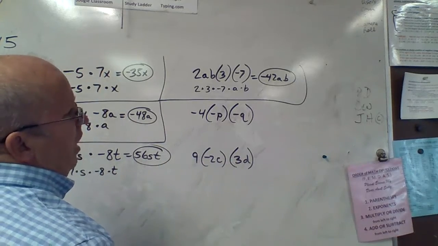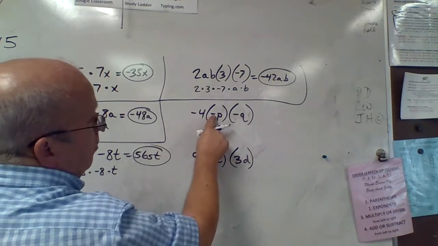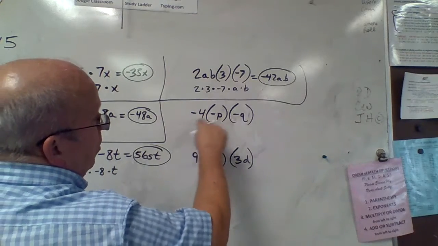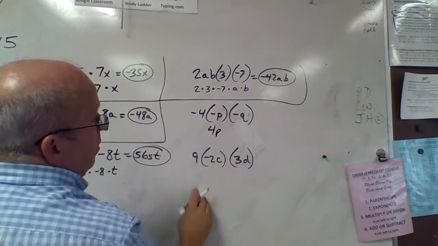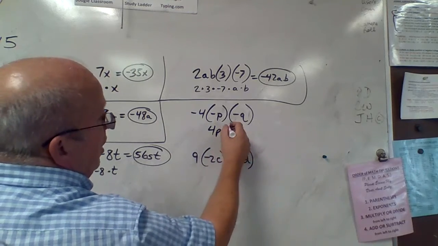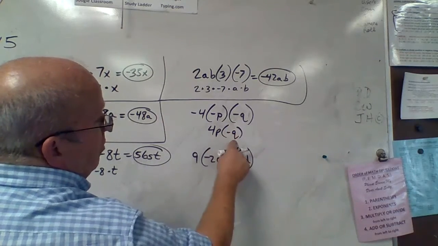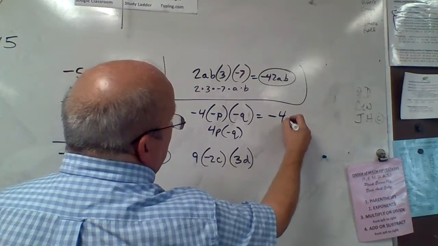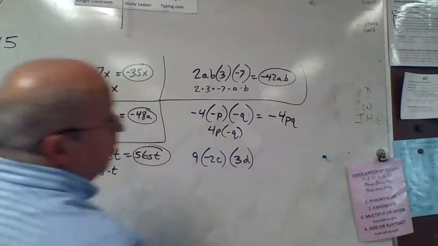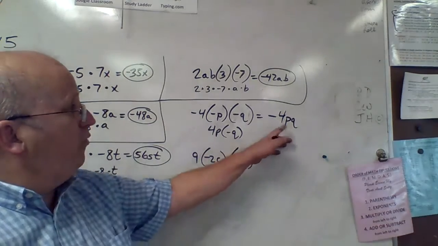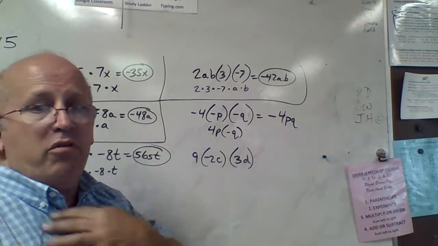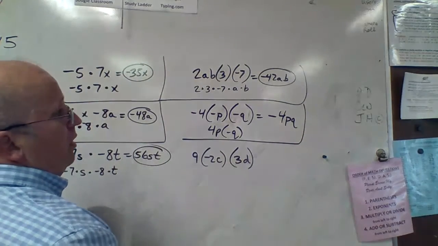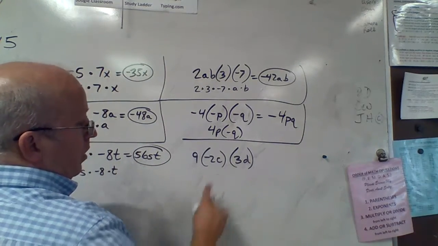How about this one right here? Looks tricky, but it's not. What's a negative times a negative? A positive, right? So this is positive 4p. We could write it like that. Positive times a negative. What's a positive times a negative? A negative. A negative what? A negative 4pq. And the negative goes out in front, and it encompasses the whole number. Right? Negative 4pq.